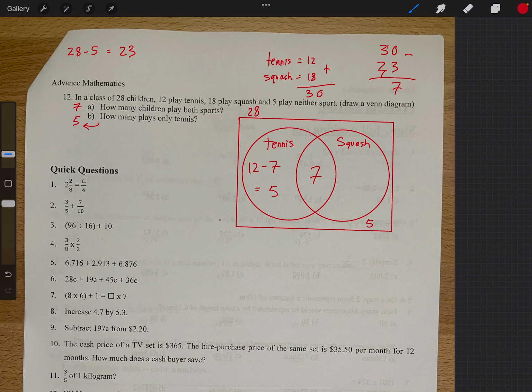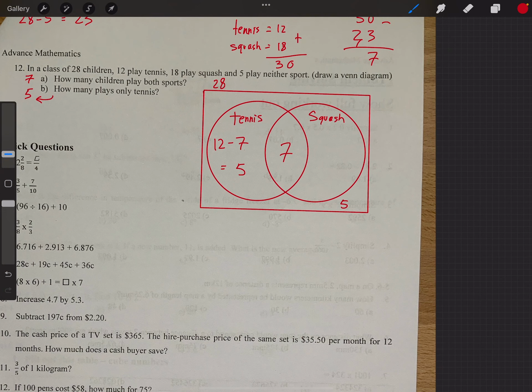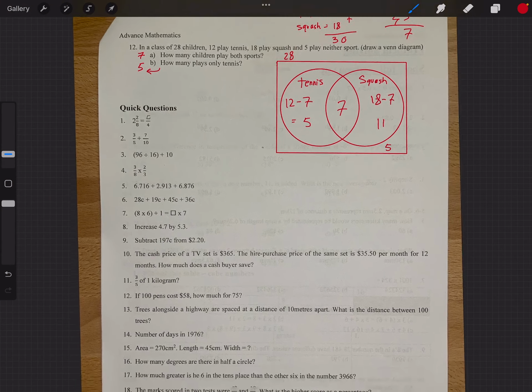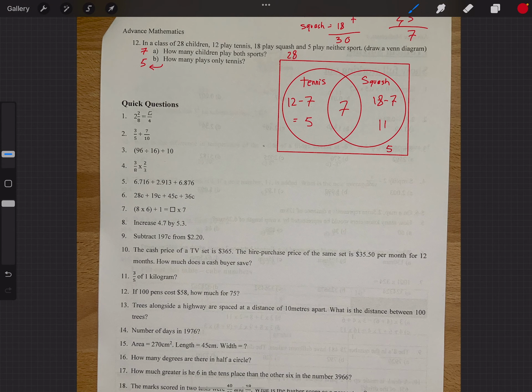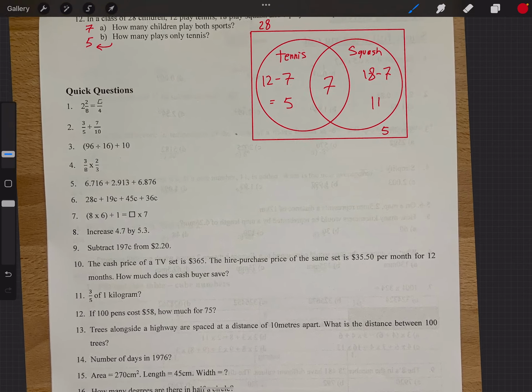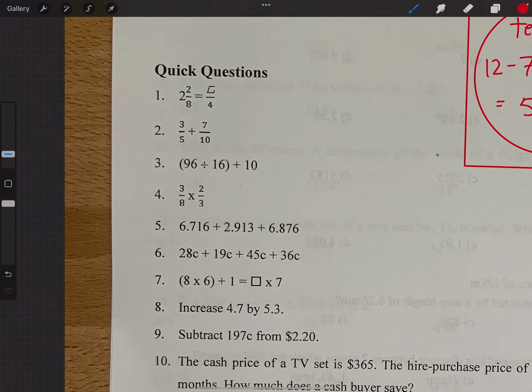And there's your Venn diagram as well. If you want to find out the squash only, you have to say this will be 18, take away 7, that's equal to 11. There you go. Alright, now we can answer these quick questions.